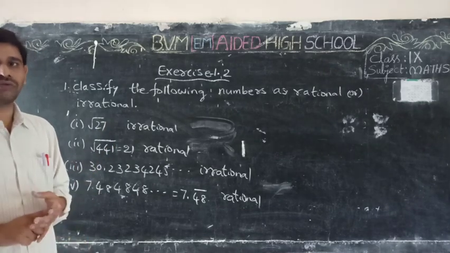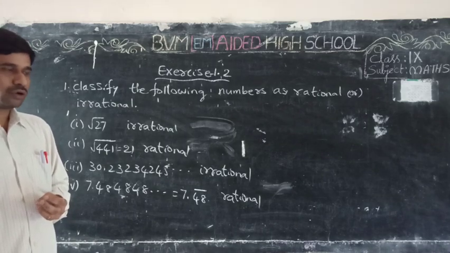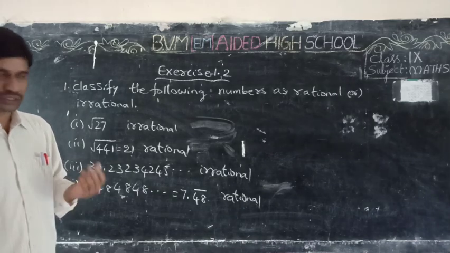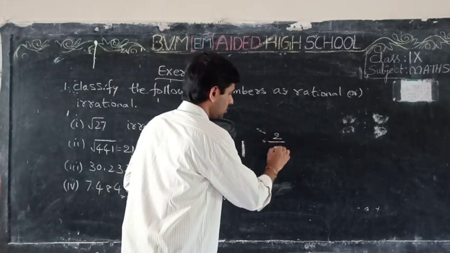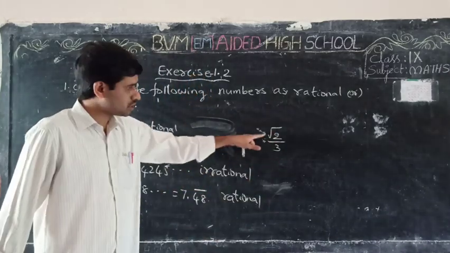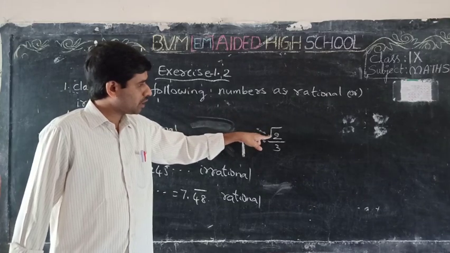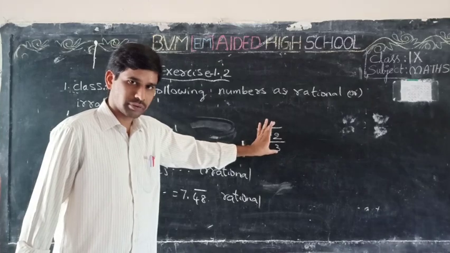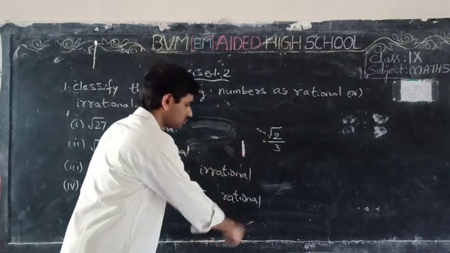If it is in the p by q form, integer by integer, it is a rational number. If the numerator or the denominator is not an integer, it is not a rational number. The question already discussed: 2 by 3 is a rational number. Root 2 by 3 is not a rational number, since here the numerator is not an integer. So even if it is in the p by q form, it is an irrational number, a non-terminating, non-recurring decimal.